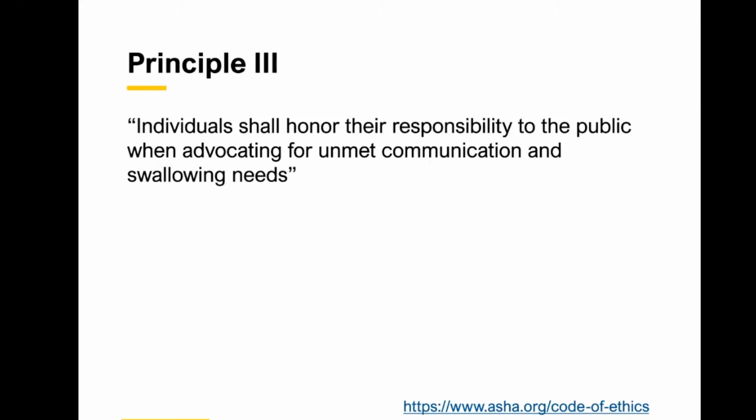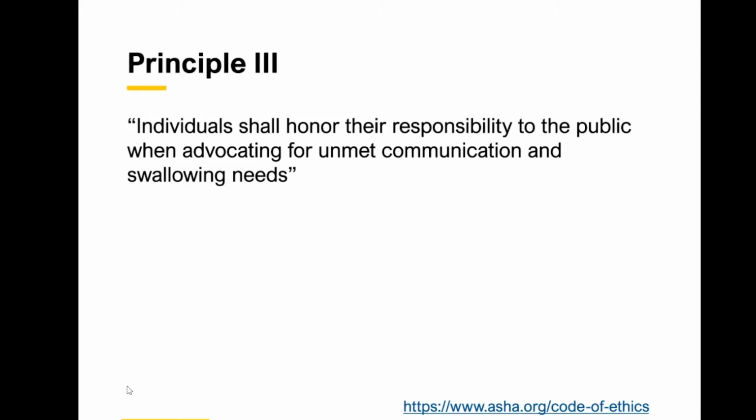Principle 3 states that individuals shall honor their responsibility to the public when advocating for unmet communication and swallowing needs. So again, rules that fall under this principle include avoiding conflict of interest, making sure that you're not misrepresenting levels of training and or expertise in your own practice, making sure that you're not providing any kind of fraudulent behavior related to payment, reimbursement, grants, contracts, etc. And then making sure that your statements to the public adhere to prevailing principle and professional norms and don't misrepresent what kind of services that you're delivering.